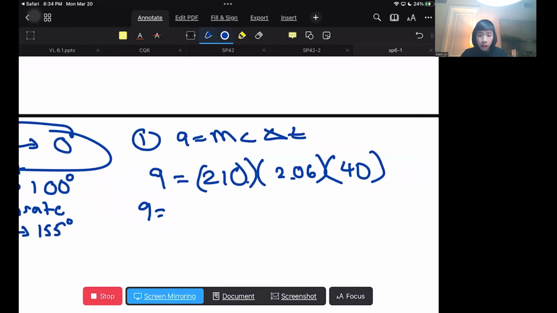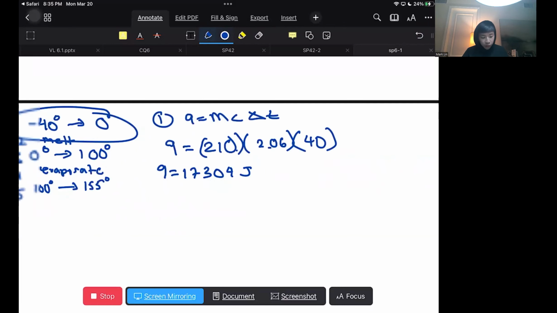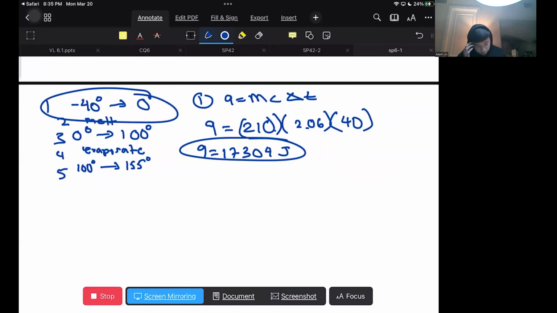Q is going to be about 17,304 joules. I think so, right? Yeah, 210 times 2.06 times 40. Yeah, 17,304. Okay, that's our first step, and we'd have it done. This is number 1, so Q equals 17,304.